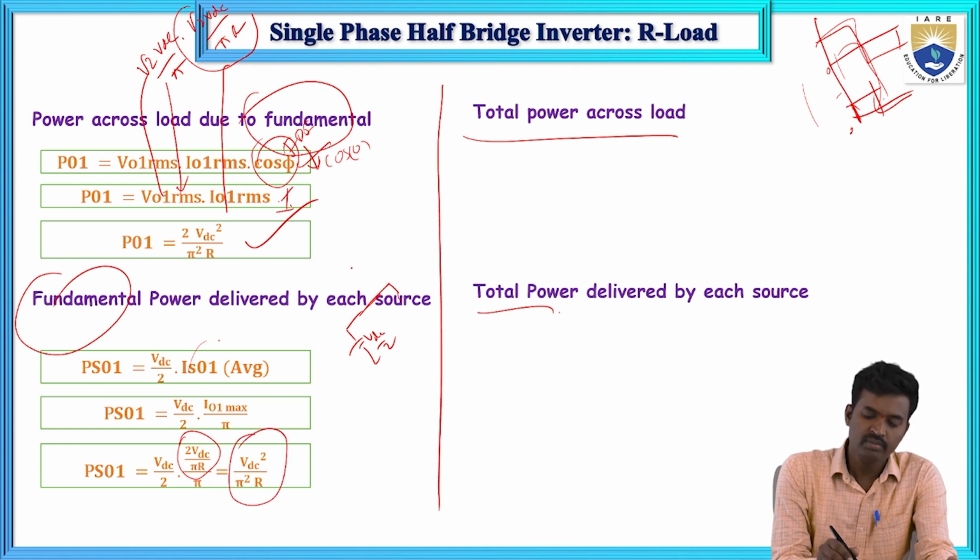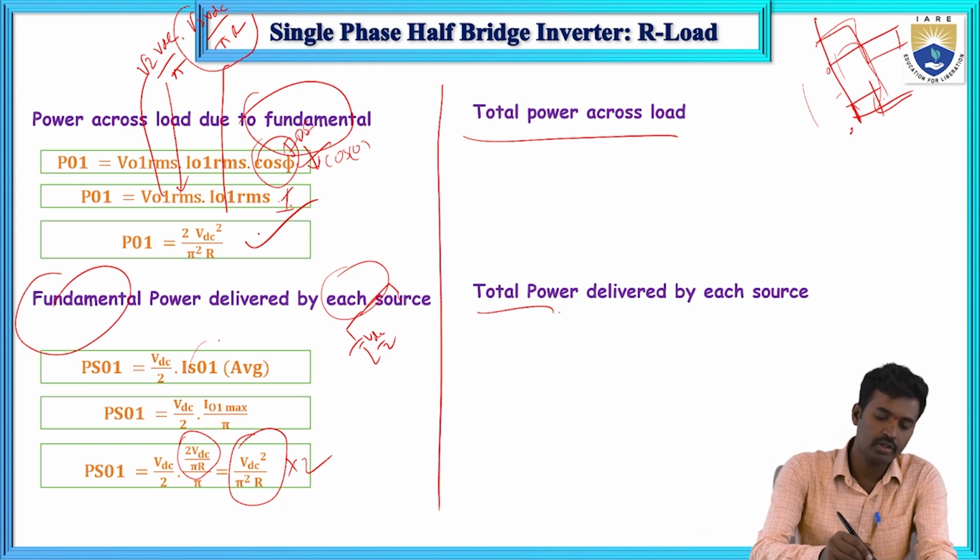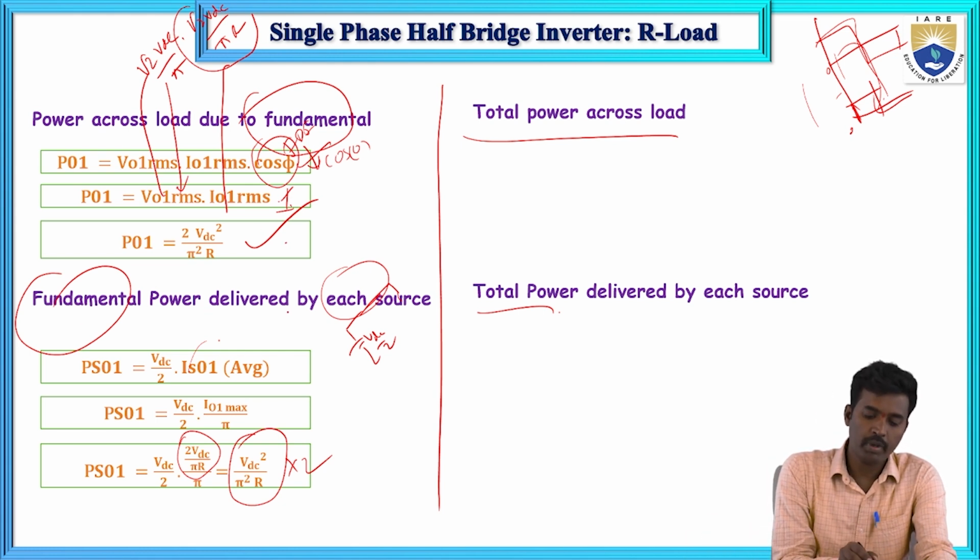So this is only for each source. Here we have two switches and two sources, so multiplied by 2, the fundamental power delivered by the sources equals 1 plus 1, that is 2, into this value.